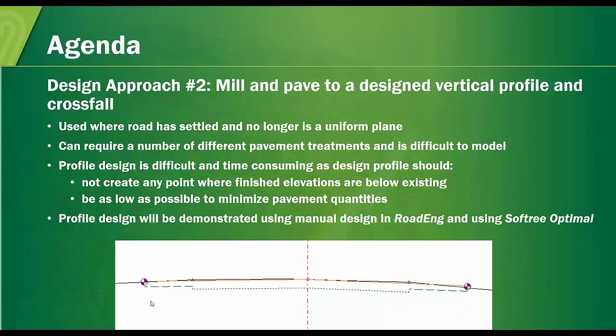We'll be going over how to design this manually in RoadEng, and then we'll also show how you can use Softree Optimal to optimize the profile design. Just in case any of you aren't aware, Softree Optimal is an optional add-on to RoadEng that uses a patented mathematical process to optimize your design. It's usually used on cut and fill and earthworks, but here we'll be applying it to fine-tune our resurfacing profile. With the intro out of the way, I will pass it over to David to get into the meat of the presentation.